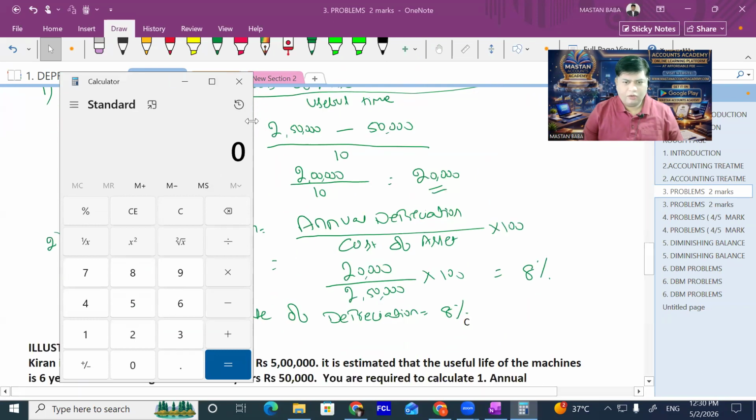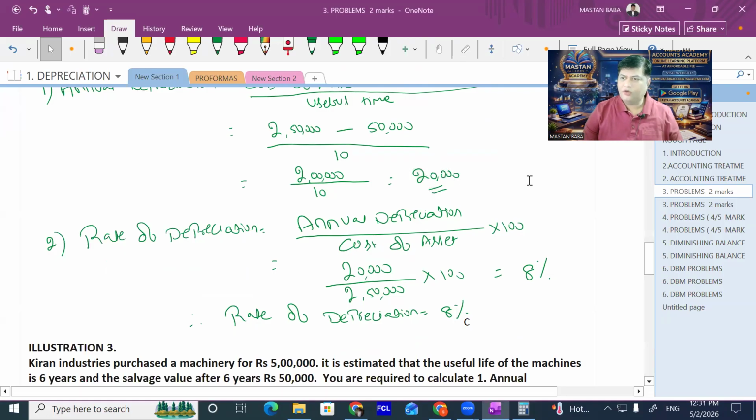Here we got 2,50,000 asset value, 8%. So 2,50,000 into 8%, so 8 divided by 100. You'll get 20,000. So what is the annual depreciation we got here? 20,000. So we have cross-checked this is the exact answer, no?